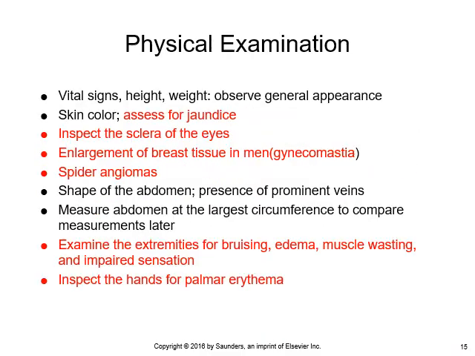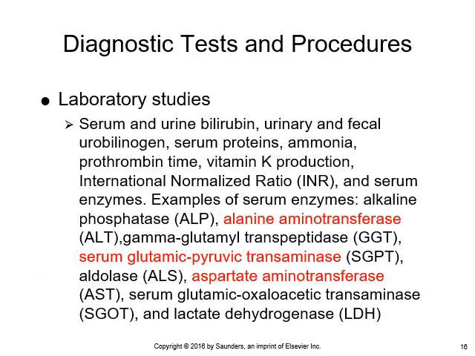Health history, we'll pass this, and physical examination. So for lab studies, we will check the patient's liver function by checking the bilirubin level for one. Then we will check ammonia level, prothrombin time, INR, and then serum enzymes like ALP, alkaline phosphatase, alanine aminotransferase, ALT, the GGT, SGPT, AST, SGOT, and LDH.